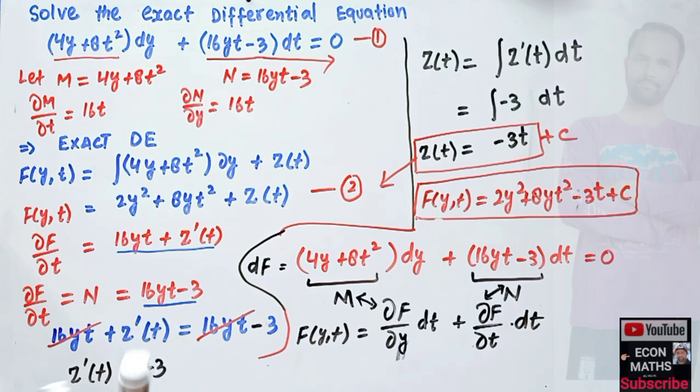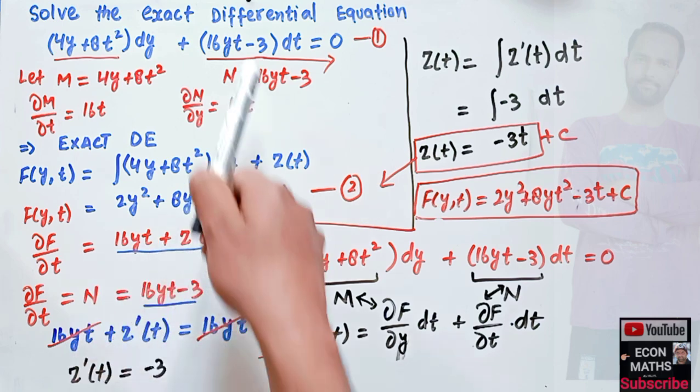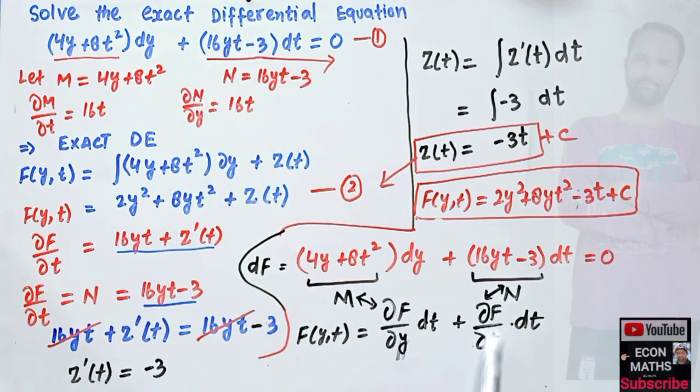That is how I got ∂f/∂t equal to N, because this denotes our ∂f/∂t. I hope I make myself clear in this video. Thank you.